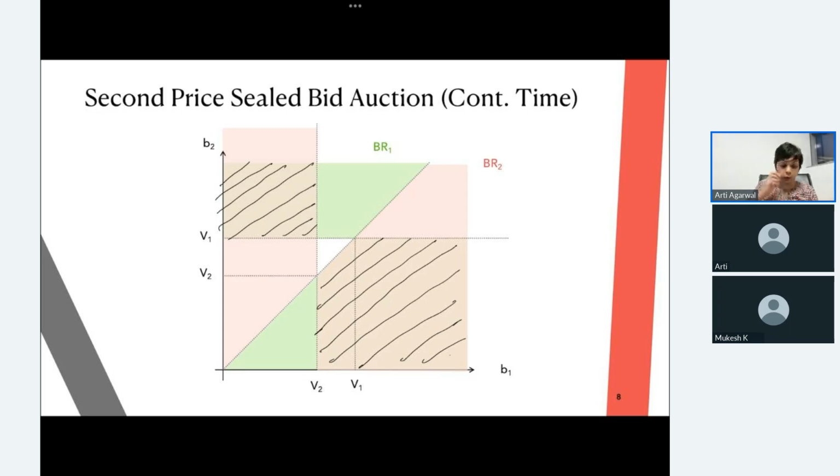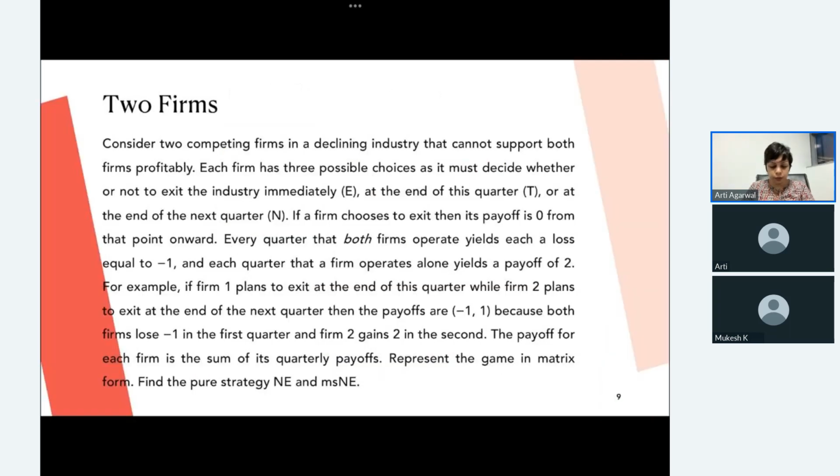Okay, so I think we have been going on for almost an hour. If you have any questions from whatever we've discussed so far, please tell me now. After this, I will discuss this two firms problem, and then we'll talk about the Braess paradox and something else. I don't remember what else was there. Yeah, the Hotelling problem, the median voter theorem.